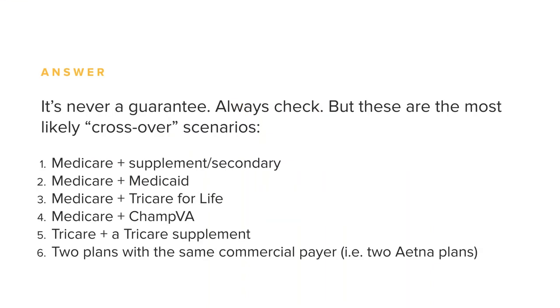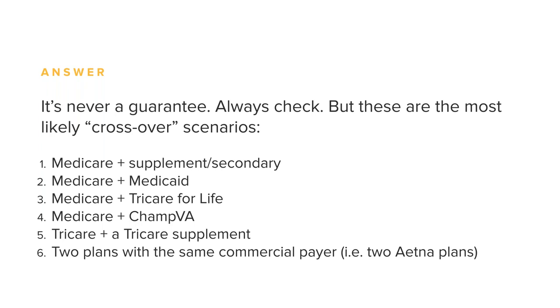That would be ideal if we could always count on plans crossing over. In reality, there's limited scenarios, and the answer is really on this slide. But even with the most basic, like Medicare and a supplement, or Medicare and Medicaid, if the policies are not synced with each other and haven't been coordinated properly, then you're not going to see a crossover. And there's lots of different reasons for why you might not see a crossover. Again, you could try to find out why, but really all you need to do is just check on the claim after a certain amount of time. And if the secondary payer says we haven't received it, then you send it.